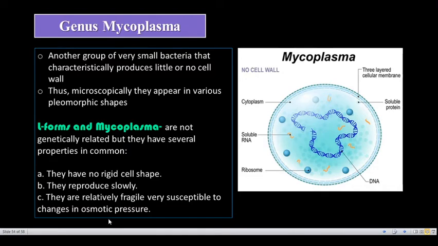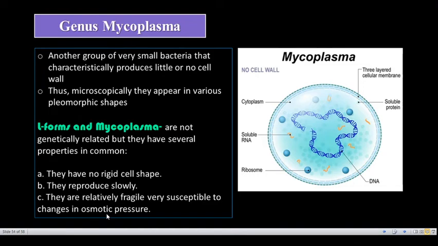Bakit sila susceptible sa osmotic pressure? Because yun nga, wala silang cell wall. And remember, the cell wall is the one that controls the exit and entrance of water, diba? One function of your cell wall is to control and sometimes prevent the entrance of H2O. Okay, coming from the environment, papasok ng bacteria. So, kapag nag-change, there is a change in the osmotic pressure, mahirap maka-adapt yung L-forms and mycoplasma. Kasi nga, wala silang cell wall as a protection. So, they're very sensitive to osmotic pressure change.